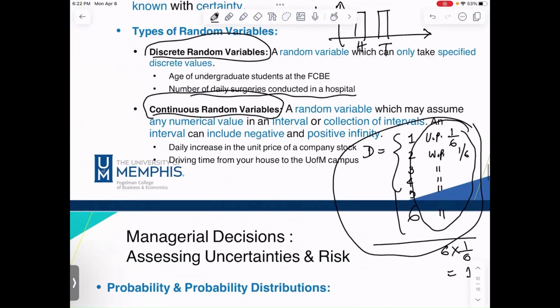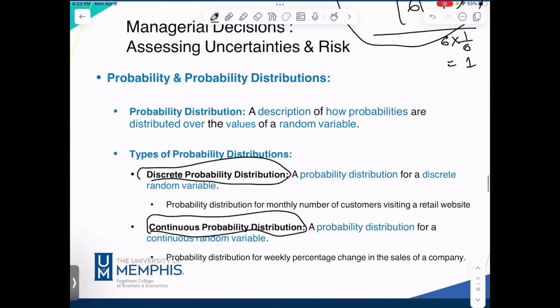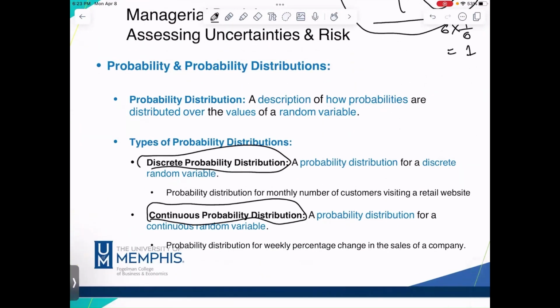Okay. In contrast, we also have continuous random variables. For example, your driving time from your house to campus. That's a continuous random variable because some of you might take 6 minutes and 4 seconds, right? I might take 30 minutes and 40 seconds. So it's really within an interval. As long as your variable can take any value within an interval, that's a continuous random variable. And this will have a continuous probability distribution, okay?